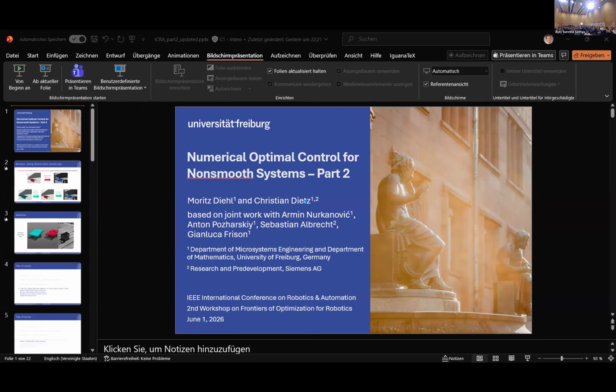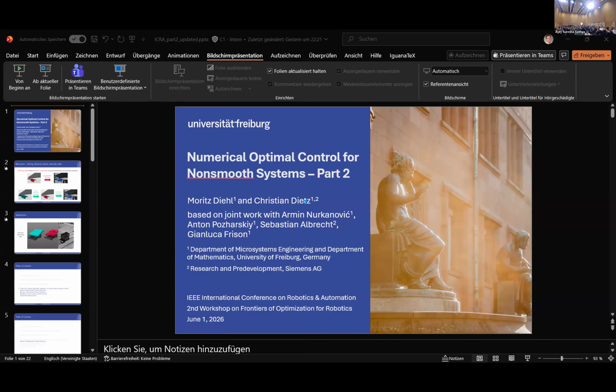Looks good. So thanks to Moritz for setting the stage on optimization methods for non-smooth systems. And I'm very pleased that I now have the opportunity to go a little bit more in depth about one particular application that uses these methods. The application we are going to investigate in the second half of the talk are assembly problems, which we want to solve by model-based methods.